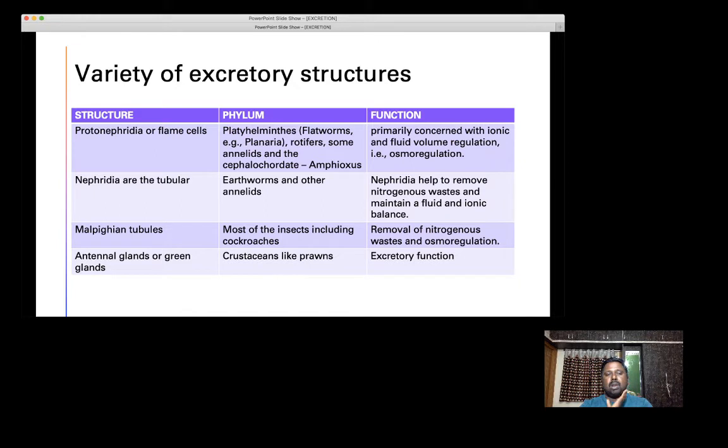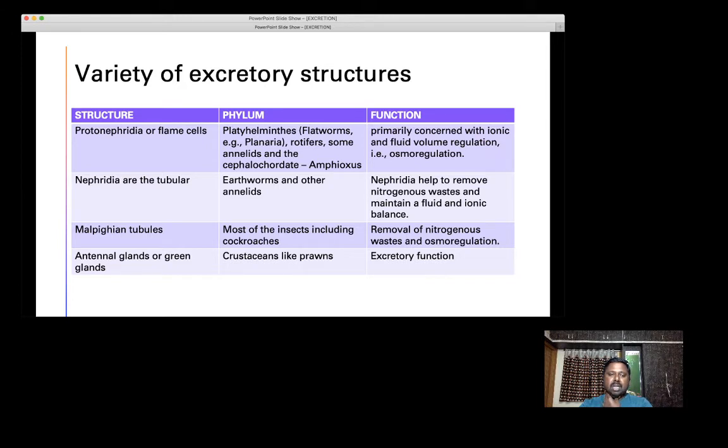You note down this table also. The next one is nephridia. This is tubular in structure and is present in earthworms and annelids. Its main function is to remove nitrogenous waste and maintain the fluid and ionic balance in the body of the animals.